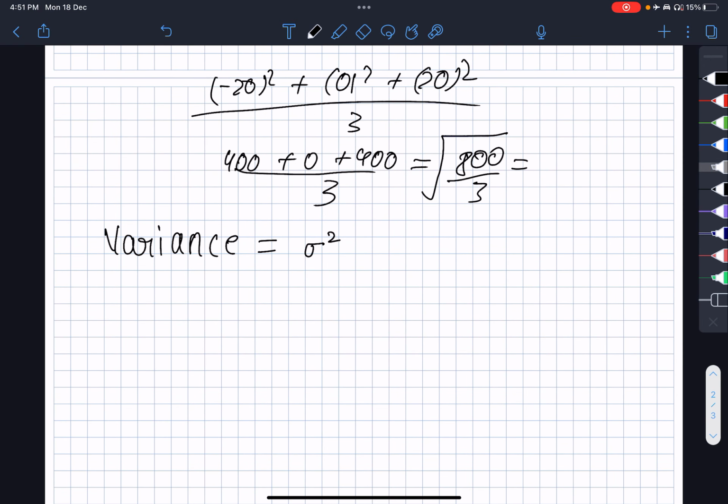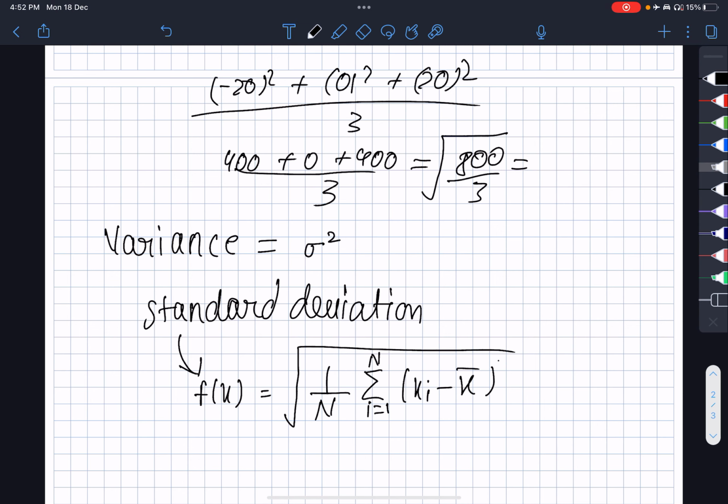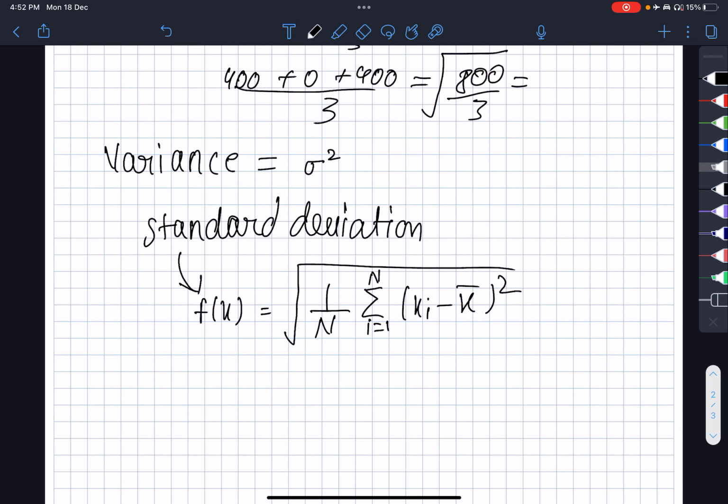So what do we do in the variance? In the standard deviation, the formula is like, let's call it a function f of x, equal to the square root of 1 by n, sigma from i equals 1 till n, of xi minus x bar squared. This is the standard deviation.